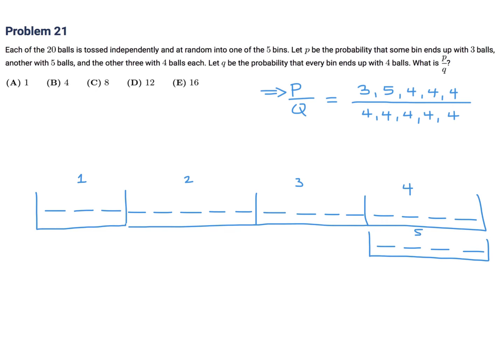Okay, so now we have to figure out the probability of this. First, let's figure out the probability of right here. How many ways can we put balls in that first slot? Well, there's 20 balls, so there's 20 different choices. Once a ball is placed there, we have 19 choices remaining for that one. Then 18 choices remaining for that one, and 17, and so on. So really, there's 20 factorial ways of doing that, of distributing all the balls.